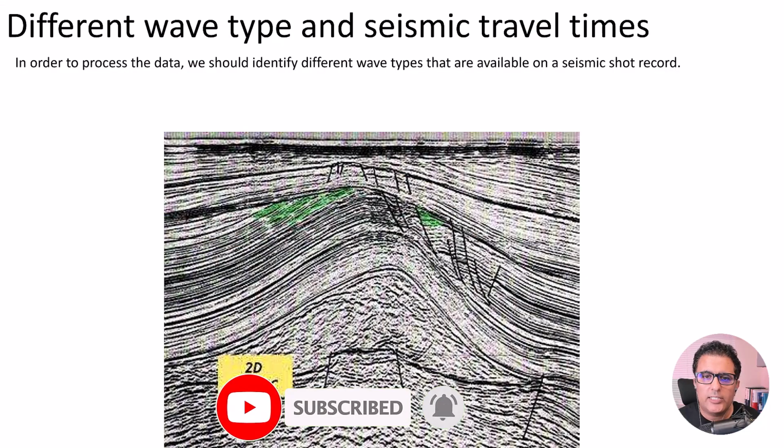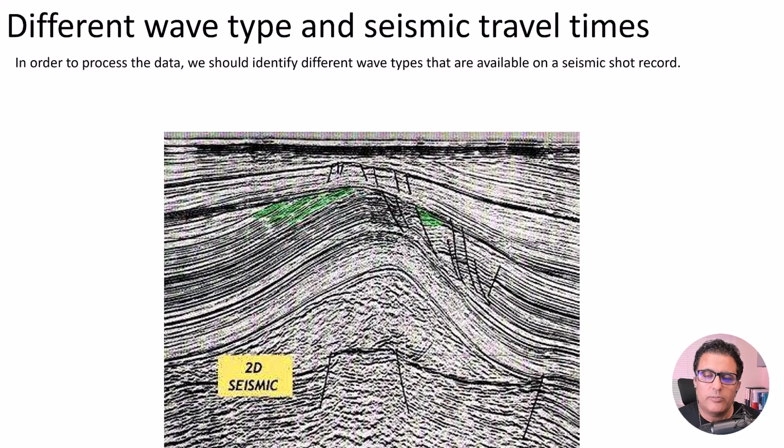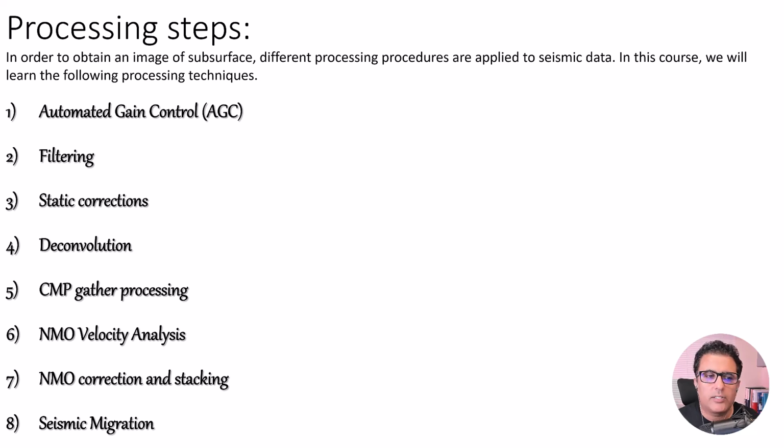In this video, you're going to learn about seismic attenuation and automated gain control, or AGC. Previously, you learned that using reflection seismology, we can obtain a detailed image of the subsurface through which we can identify different geological structures. And this is so critical for oil and gas exploration. In order to obtain such a detailed image of the subsurface, we have to apply several processing steps. And in this course, I'm going to cover 8 basic processing steps.